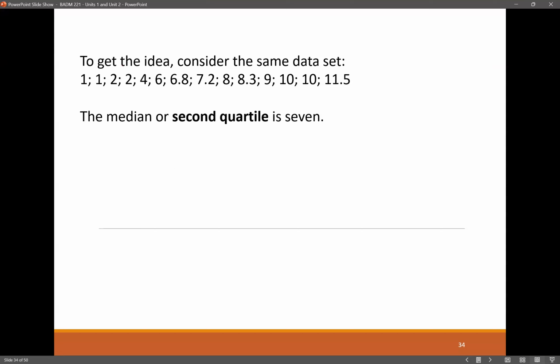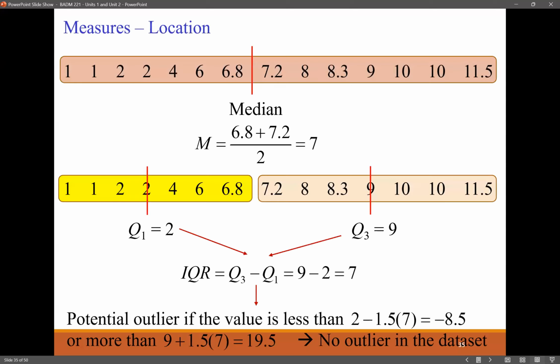So I will show you how to do it in Excel as well. So the second quartile will be the middle one because we have a 14 data set. So therefore, we will choose the middle two and take the average of that. So middle two is 6.8 and 7.2. So the average of these two is your 7. So we got the second quartile. And so this one divides the whole data into 2 parts.